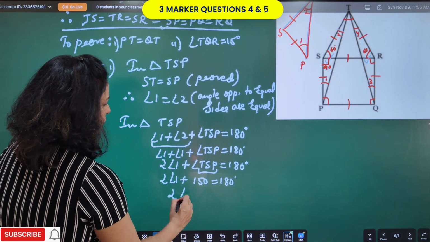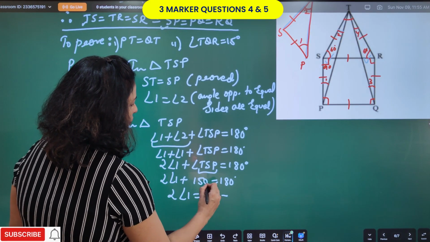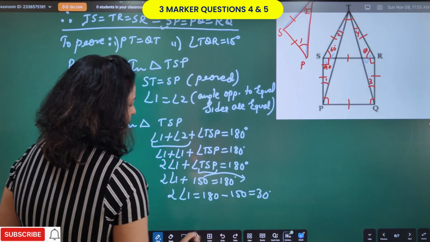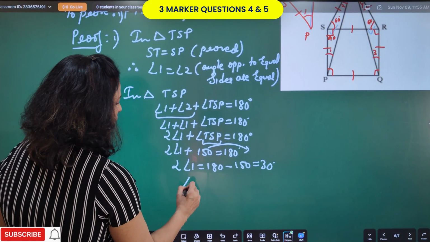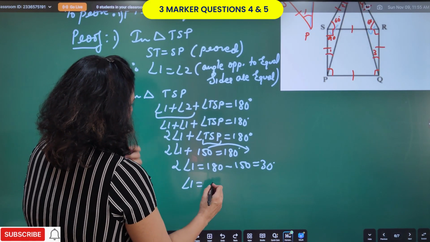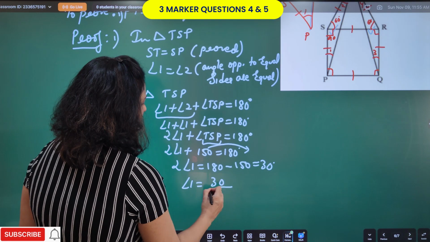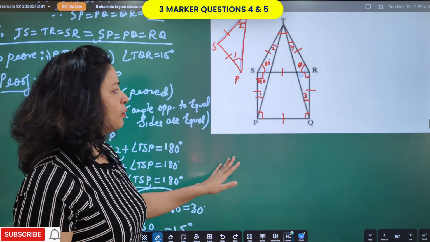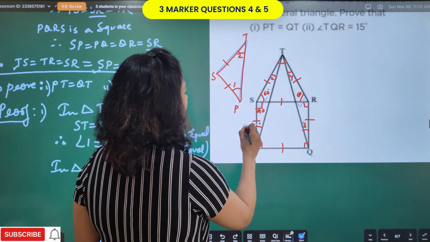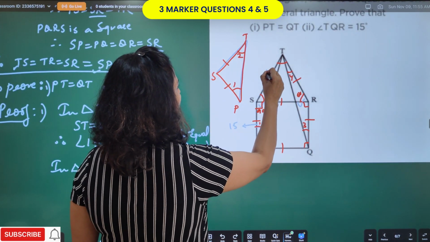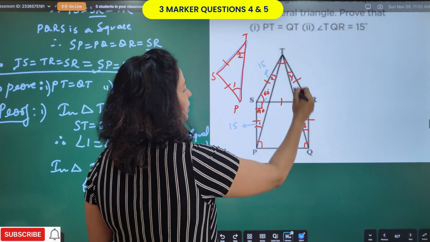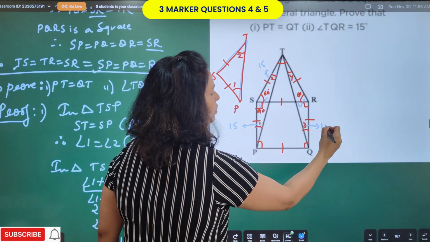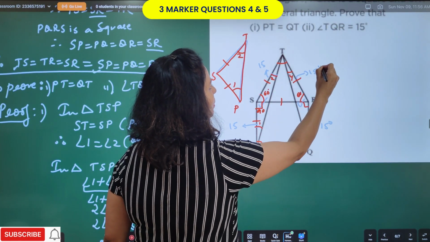Okay, so twice of angle 1, we will take 150 to this side, subtract from 180, we get 30 degrees, right? So here angle 1 will be equal to 30 by 2, that is 15 degrees. Okay, see, if angle 1 is 15 here, angle 2 also will be 15. Same thing we can do on the other triangle also, that is TRQ. So here angle 3 also will be 15, angle 4 also will be 15.